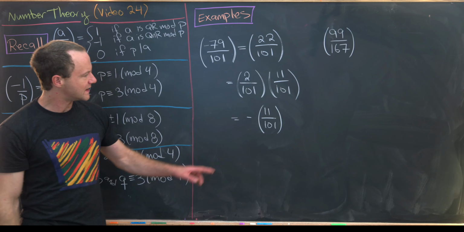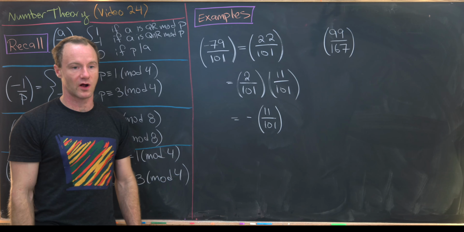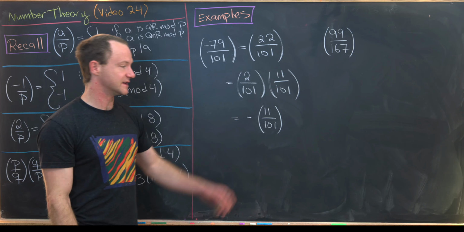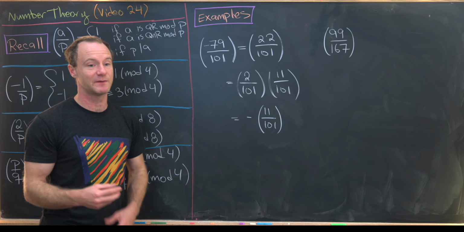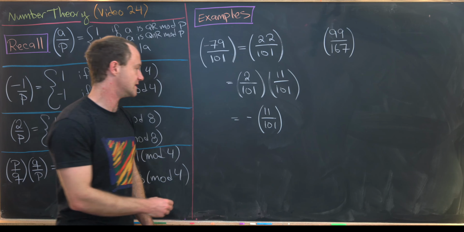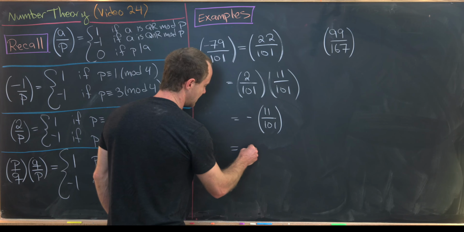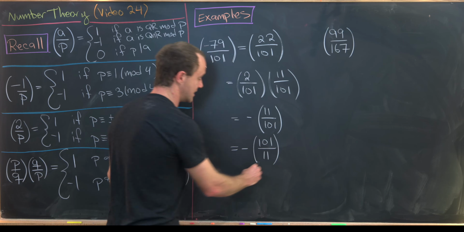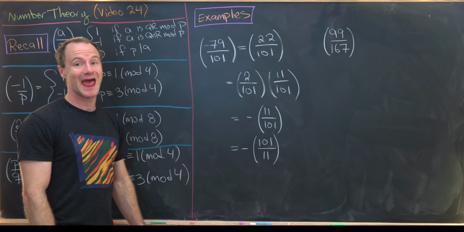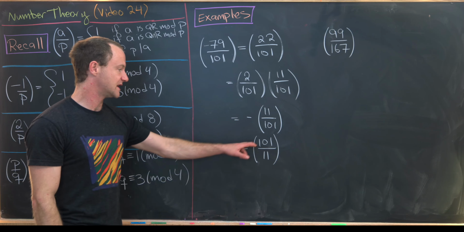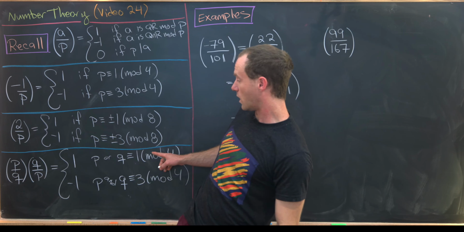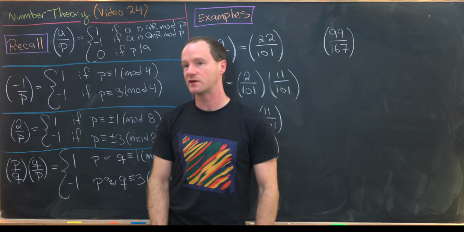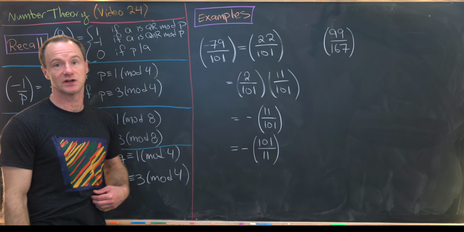Okay. But now 11 and 101 are both primes. So maybe we'd like to use quadratic reciprocity to flip this so we've got the bigger one on top, and then we can reduce mod 11. So let's notice that this is going to be equal to minus 101 by 11. And we did not pick up an extra minus sign because 101 is 1 mod 4. So that means you can freely exchange P by Q with Q by P without a minus sign introduction.